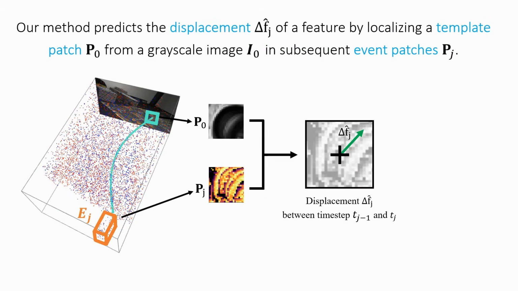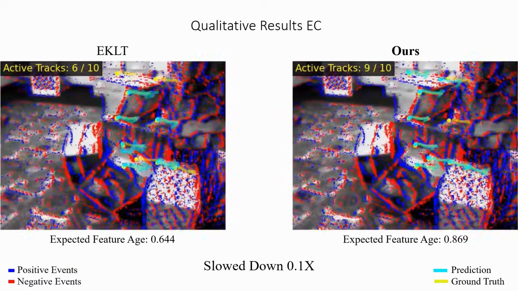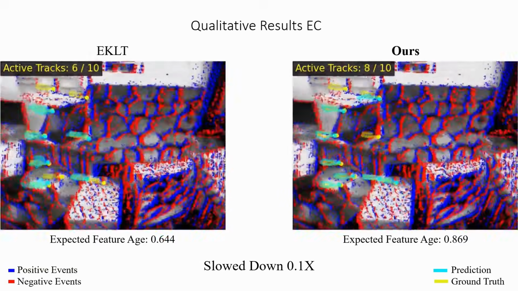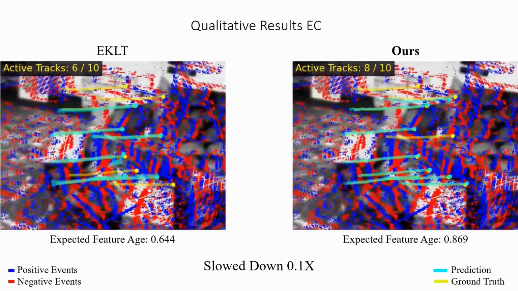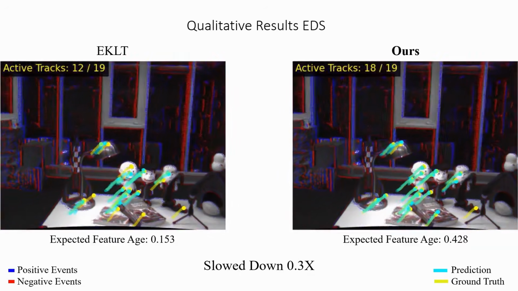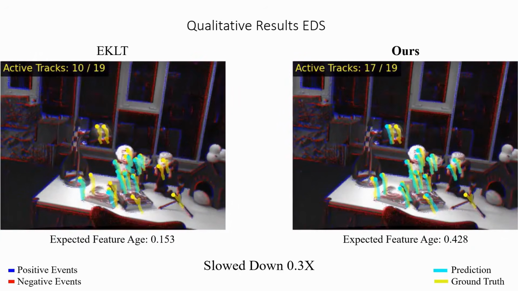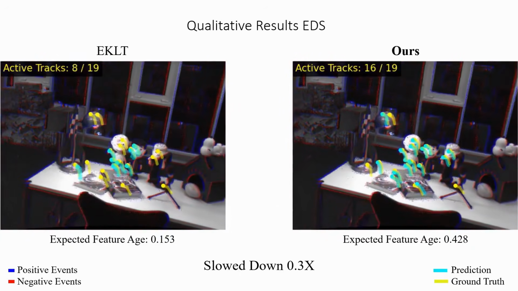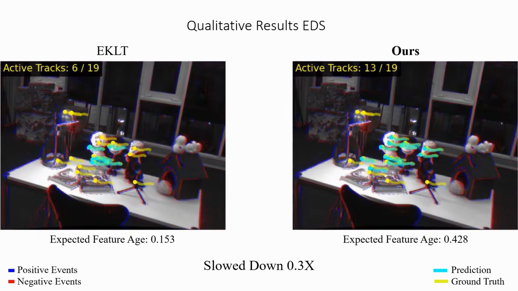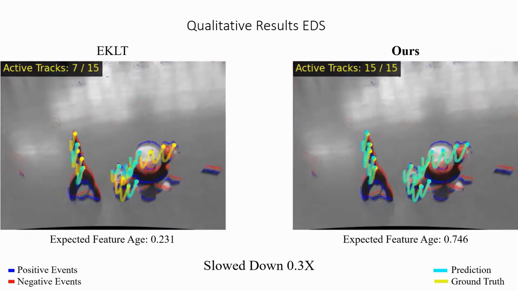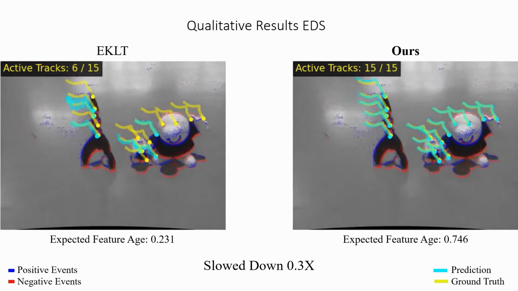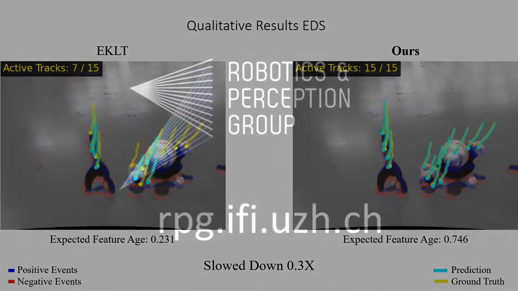event patches Pj. By directly transferring zero-shot from synthetic to the real data of the Event Camera Dataset benchmark and the recently published EDS dataset, our tracker outperforms existing approaches in relative feature age by up to 120%. This performance gap is further increased to 130% by adapting our tracker to real data with our novel self-supervision strategy.